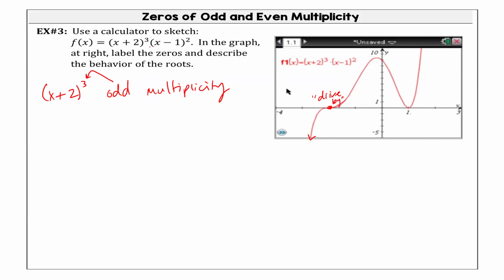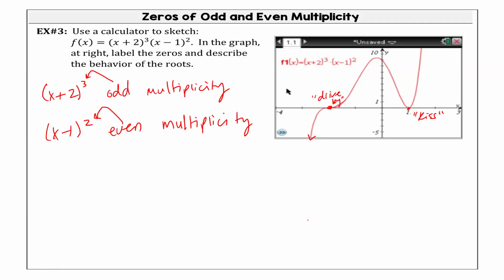All right. Now, if we look at x minus 1, it's squared. So it has what type of multiplicity? It's quadratic, but the word is even multiplicity. Why is it even? Because the power on the factor is even. Okay, and that's when I told you it's going to kiss the line. Functions are crazy. Odds do drive-bys and evens kiss.